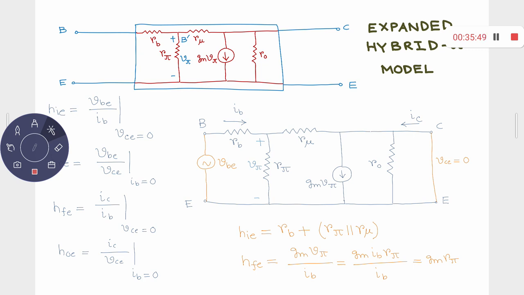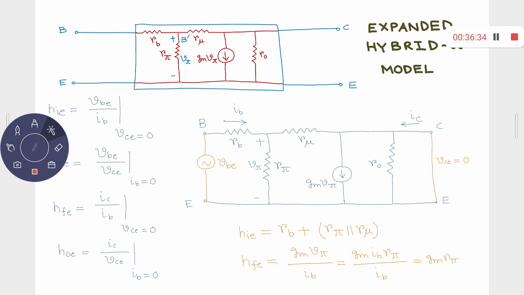So what should be your VBE upon IB with this condition, that means VC equal to 0? HIE is the resistance. This port is shorted for the calculation of HIE. You apply some voltage over there, VBE, that is the voltage at port 1, and the current is IB, and the ratio of these two will give you the value of the input resistance.